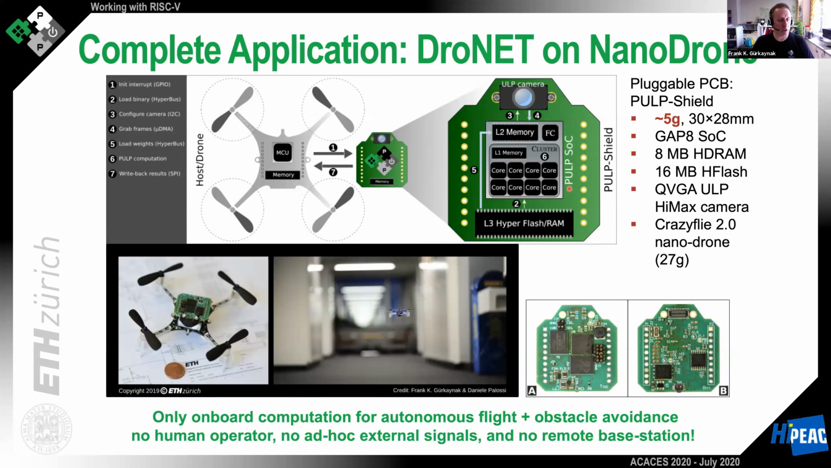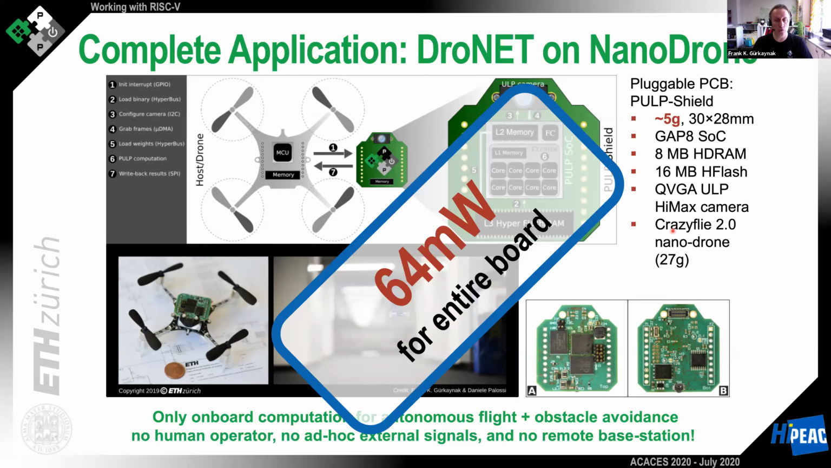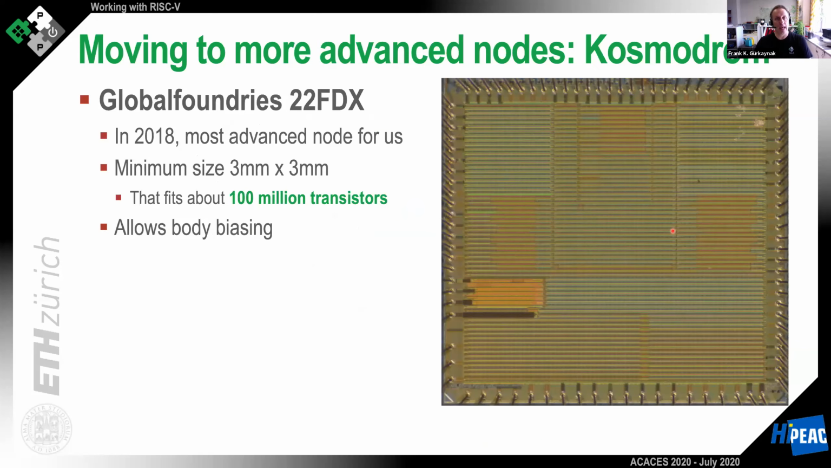And this drone with only onboard computation is able to autonomously find its way. This is our corridor actually flying through there. And this entire thing, the entire board, not only the chip, consumes 64 milliwatts for running this application, which is actually quite amazing to see that it's possible. And this is only possible because of the way that Luca was explaining of working with the programmable system. And this is not a custom accelerator. It's not made only for this purpose. We can reprogram it and use it in a number of different ways as well.